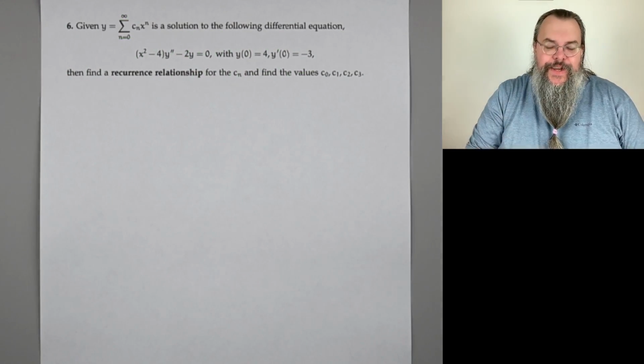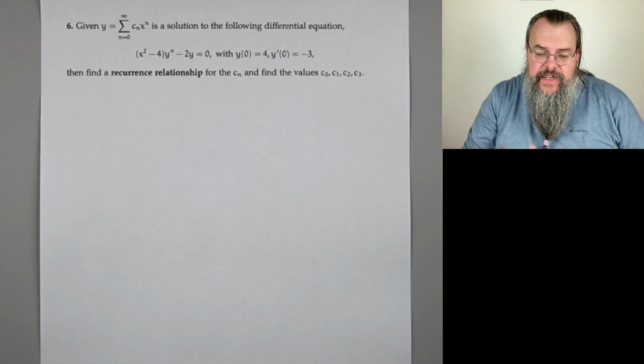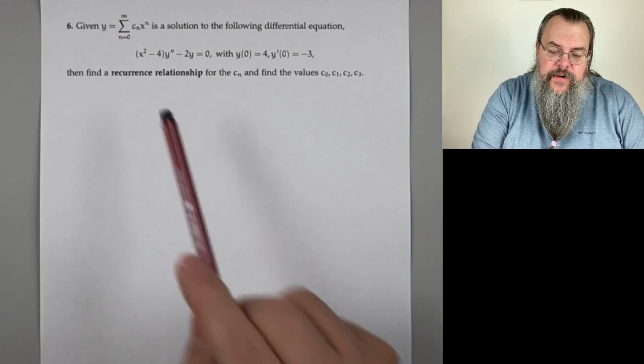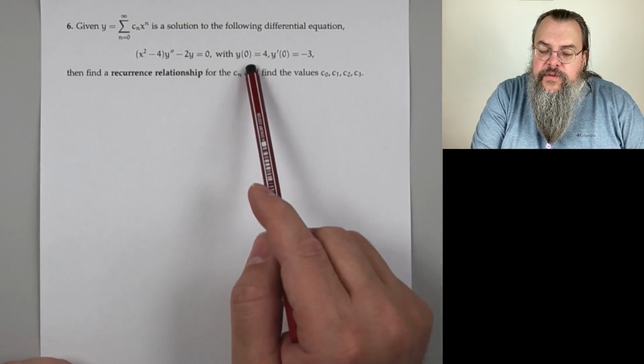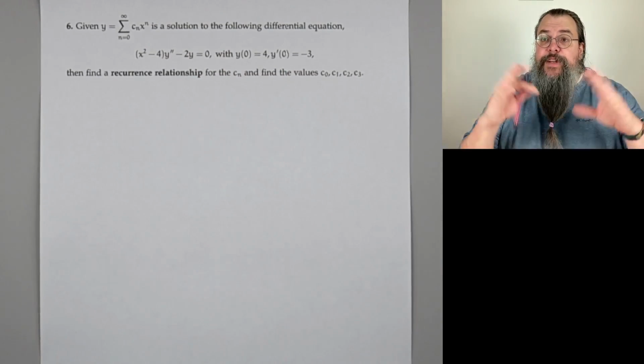Number 6. We're given that y is the sum from 0 to infinity of Cn x to the n, a solution to the following differential equation. So we have x squared minus 4 times y double prime, minus 2y, equals 0. y of 0 is 4. y prime of 0 is negative 3. Okay, so that's what we're given.